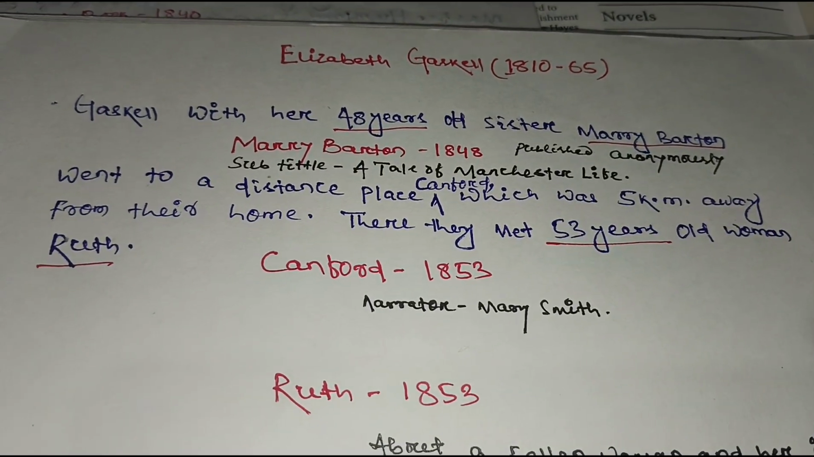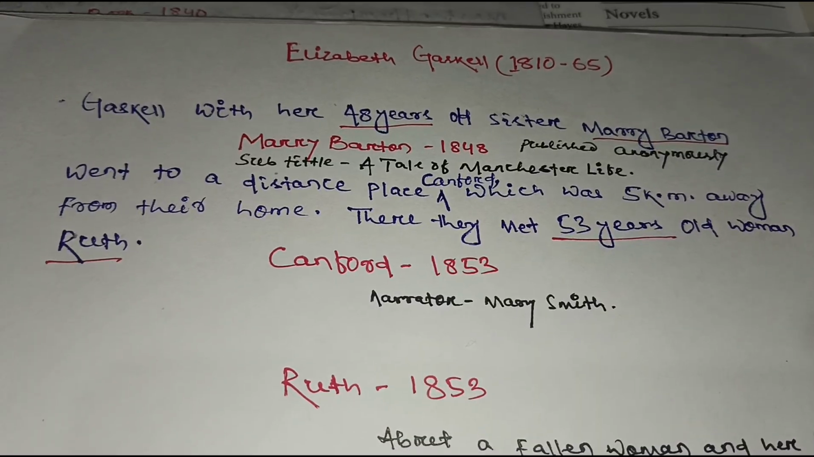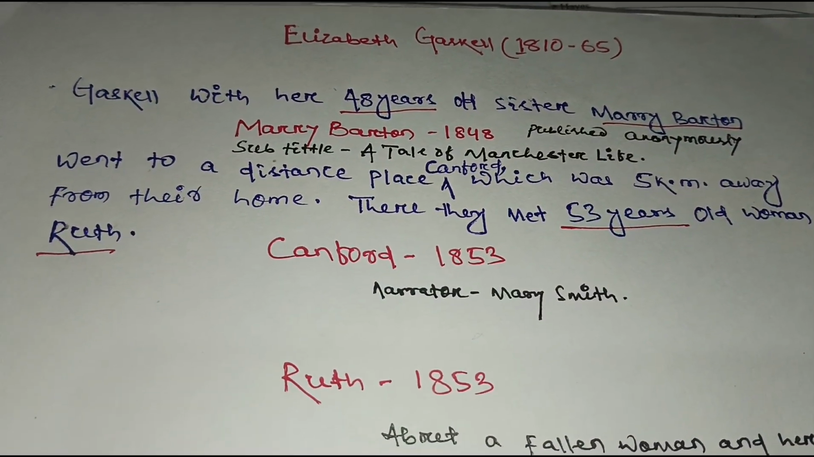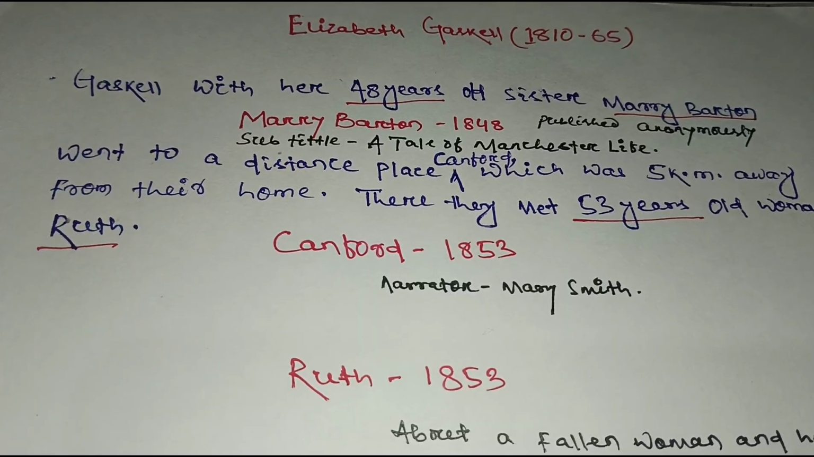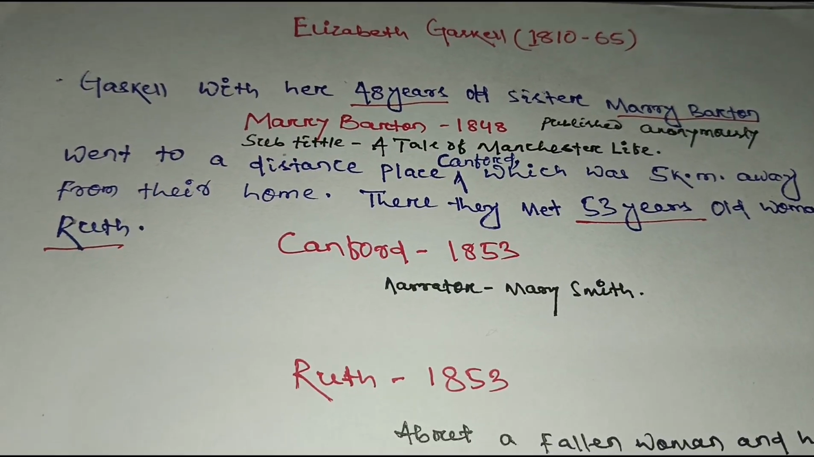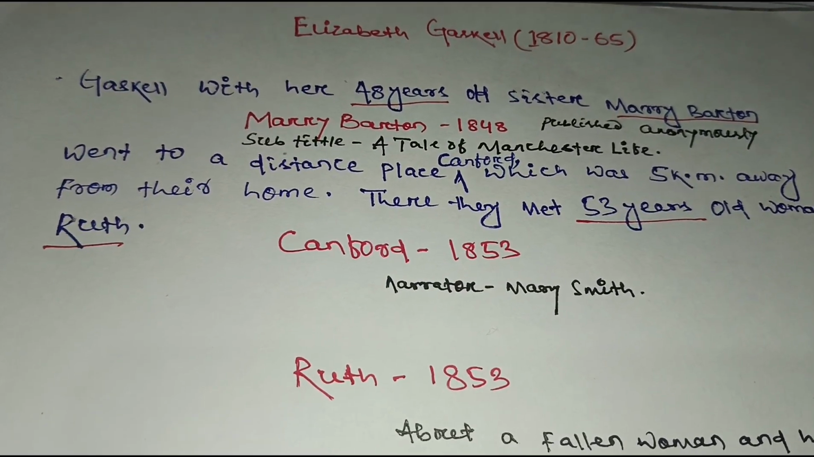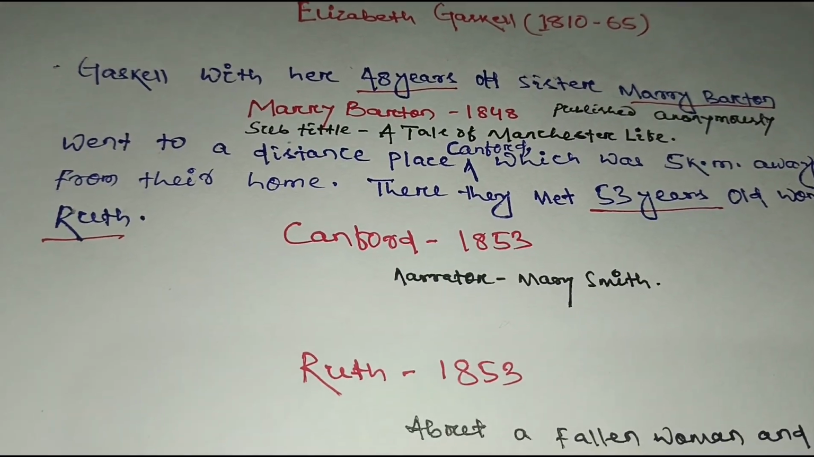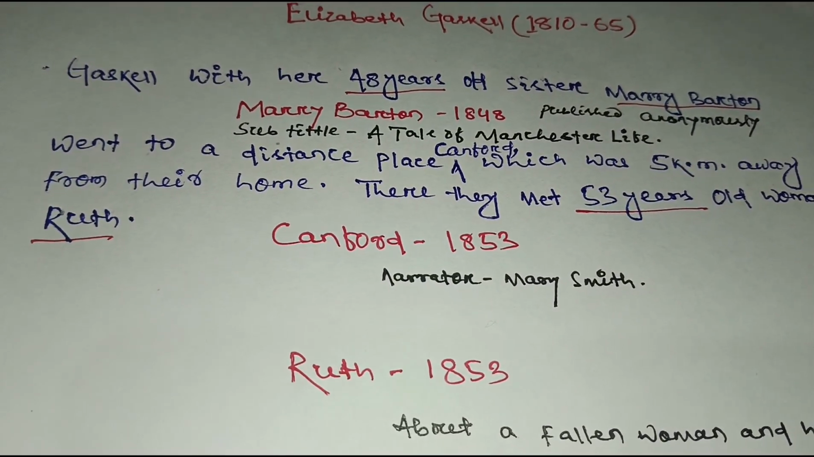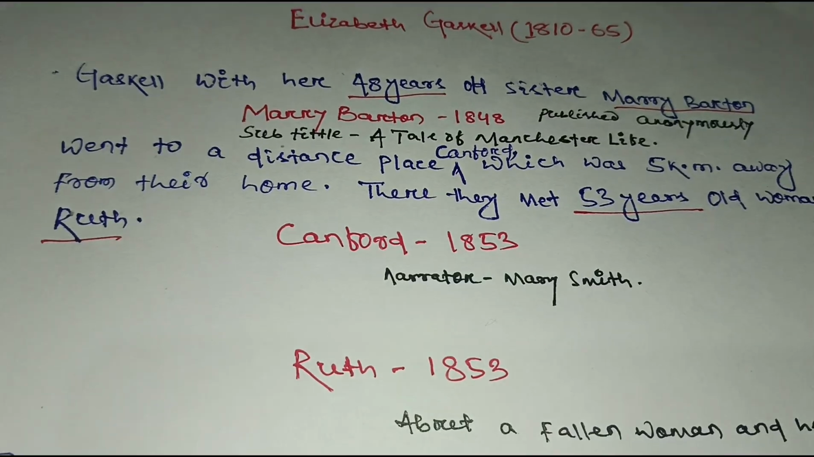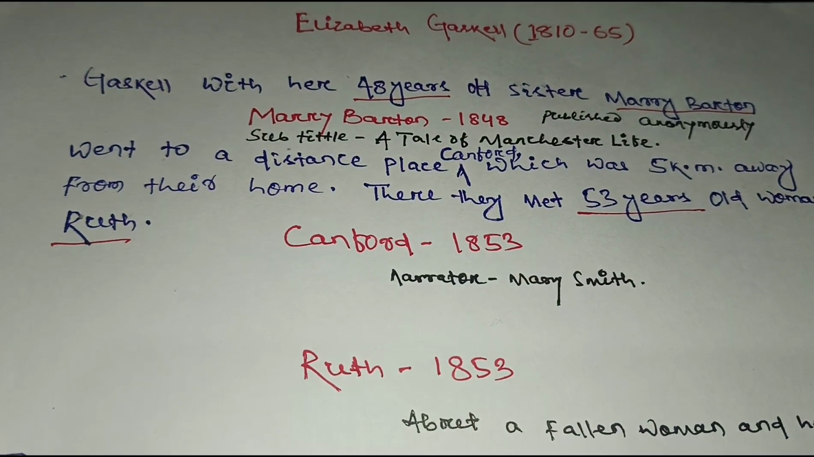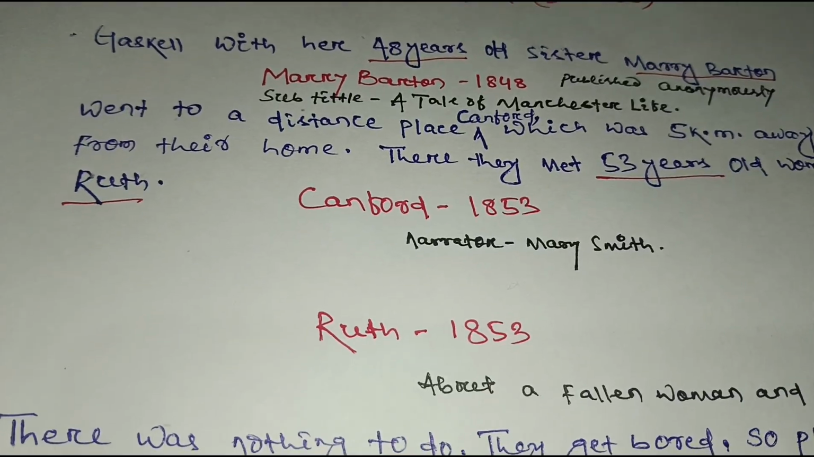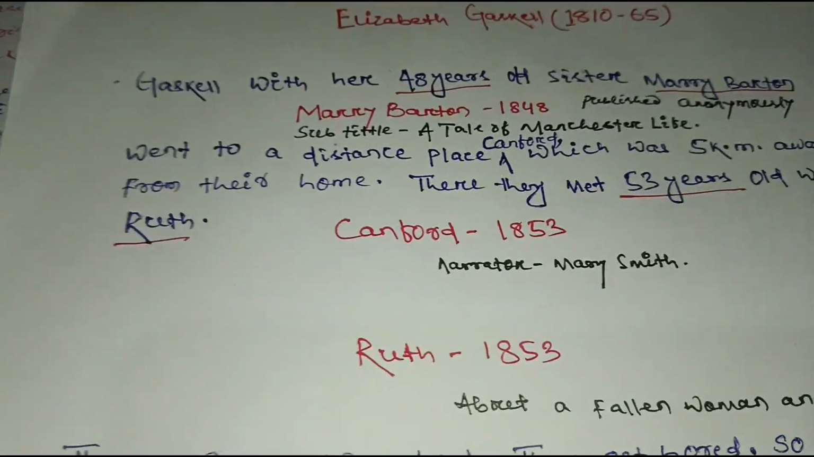Again, I repeat, Gaskell with her 40 years old sister Mary Barton went to a distant place, Cranford, which was 5 kilometers away from their home. So Mary Barton 1848 and 5 kilometers means 1848 plus 5, 1853 is Cranford. Then there they met 53 years old Ruth, 1853 Ruth.